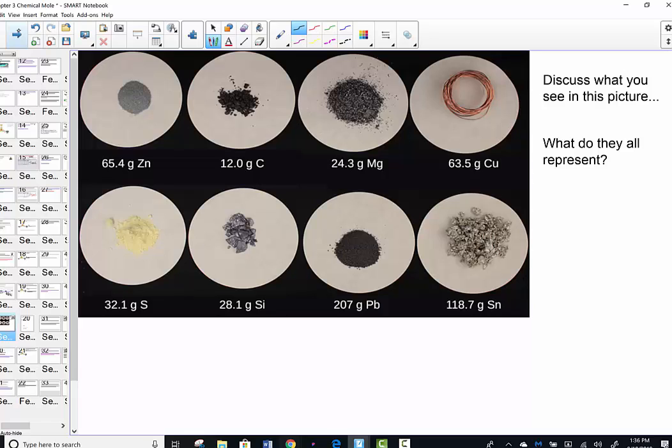There's your 12 grams of carbon, 24.3 grams of magnesium, 63.5 grams of copper. That's copper wire. You see tin, lead, silicon, and sulfur. Why don't they all have the same mass if they're all the same number of particles? Each one of those pieces of paper has the exact same number of particles on it. Why don't they weigh the same? Tell your neighbor.